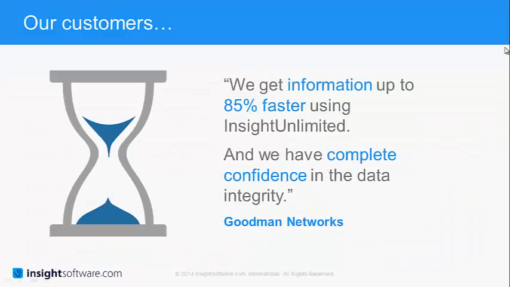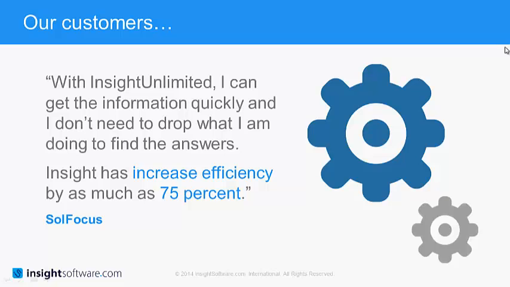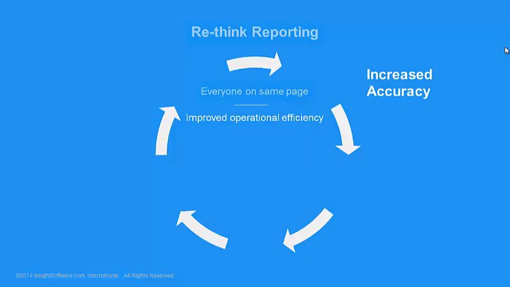Just a few weeks after their 1-hour go-live, our customer Goodman Networks said they now get information up to 85% faster and have complete confidence, finally, in their data integrity. Sole Focus said that they've increased efficiency by as much as 75%. So when you focus on increasing the accuracy of your data, you really get significant operational efficiency gains. What would it mean at your company if you could improve efficiency by 75%? Or being conservative, even 25%? Now let's talk about real-time visibility and the value that can bring.